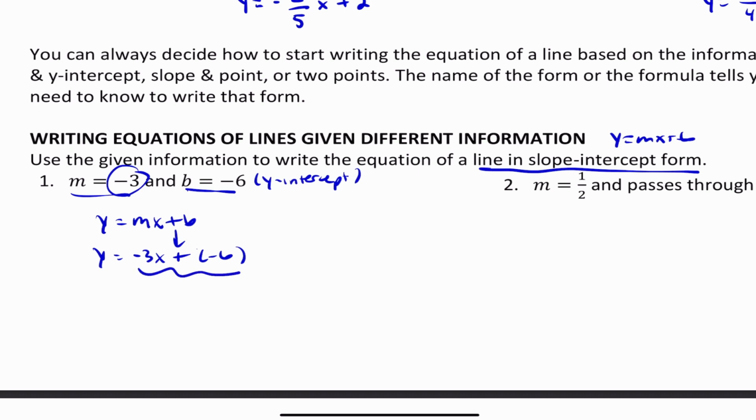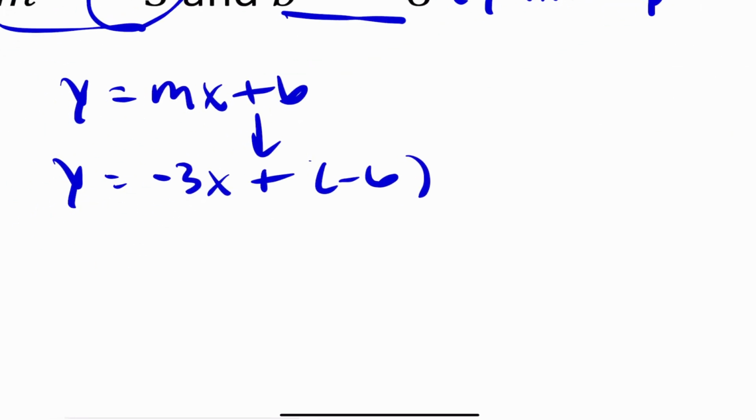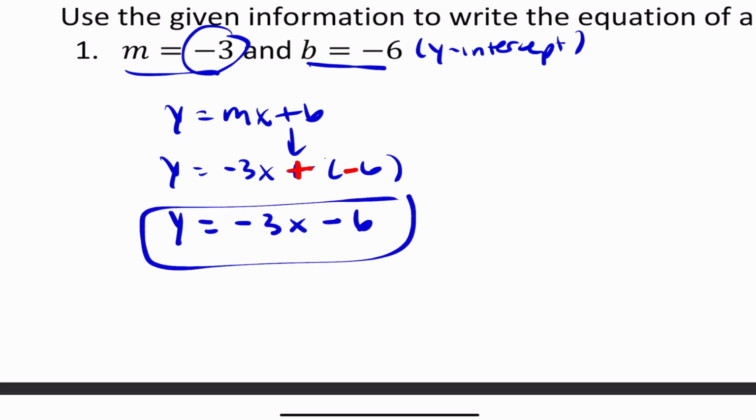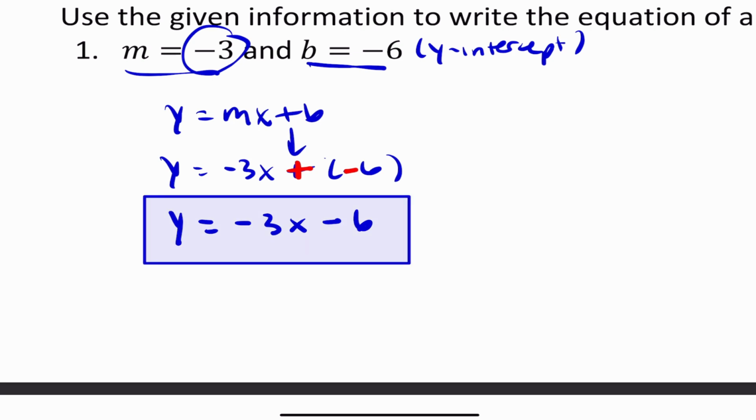Now I can't leave my answer like this because it's not simplified. Notice I have a plus sign here, and a minus sign here, and that's basically multiplication, right? That plus times a negative is going to become a negative, or a subtraction sign to be exact. So rewrite that: y equals negative 3x minus 6, and this is your answer, okay?